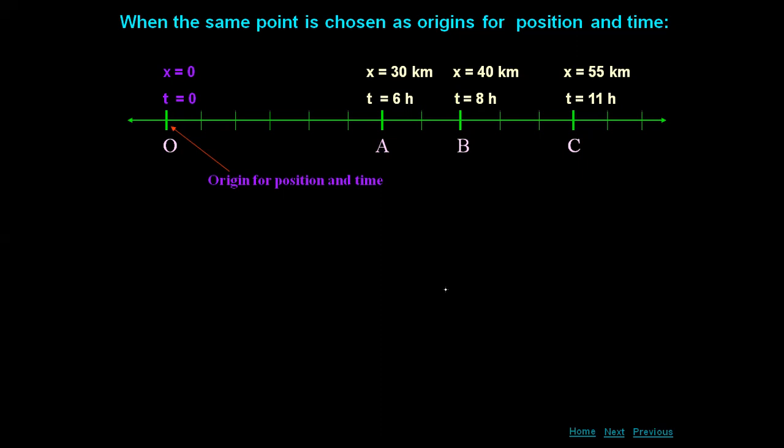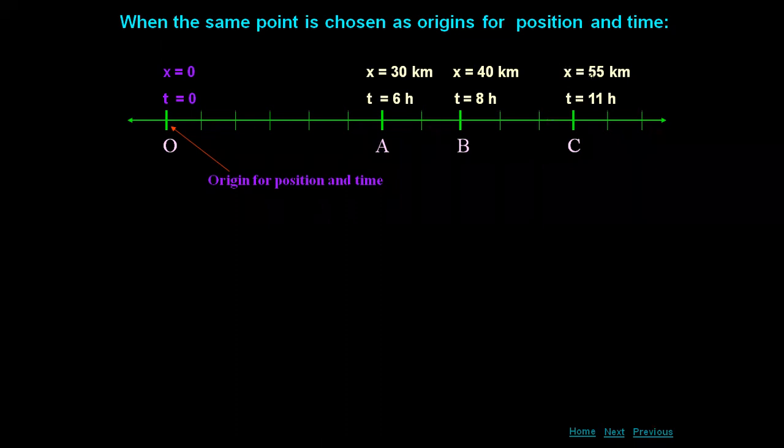So this is the origin for both dimensions, for position and the time. And point A is at position 30 kilometers on the right hand side, in the positive direction. When the object moved to point A, it took 6 hours to cover that 30 kilometers of distance, and up to point B, it took 8 hours to cover the distance of 40 kilometers, and up to point C, with respect to the origin, I'm explaining about with respect to the origin only.